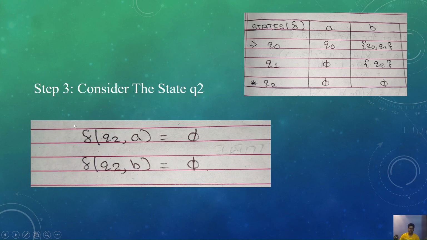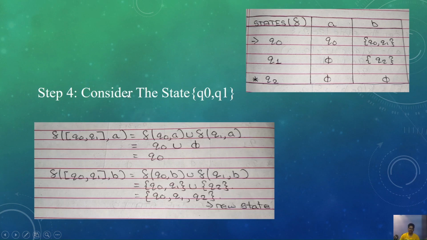Consider the state Q2. Epsilon closure of Q2 comma A and Q2 comma B both are null states from the table. Q2 comma A is null. Q2 comma B is also null. So the step 4. We consider the state Q0 comma Q1.